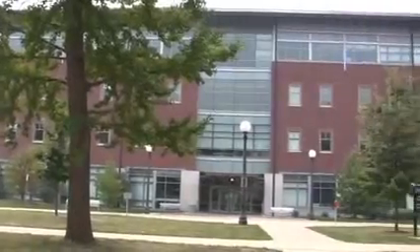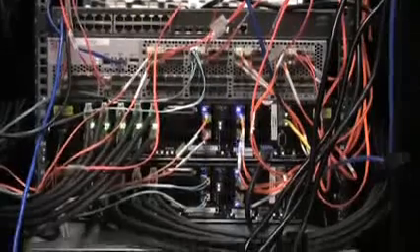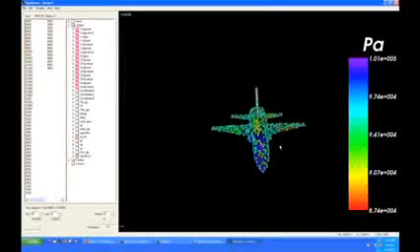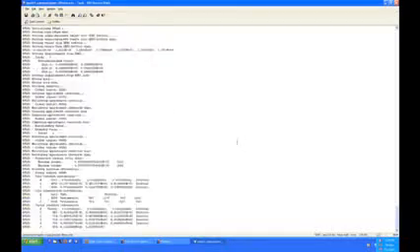For 25 years, NCSA has been a leader in deploying high-performance computer resources and in working with research communities to develop new computing and software technologies.